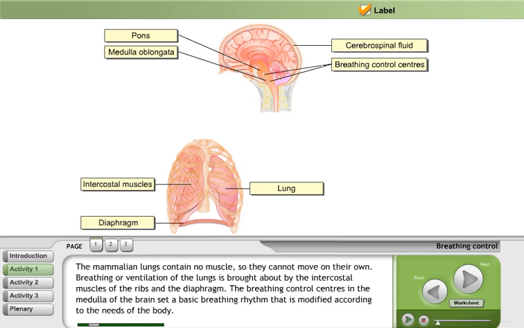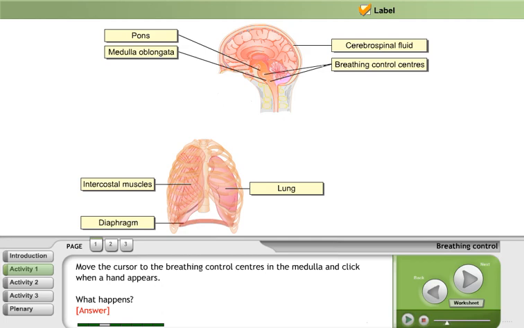The mammalian lungs contain no muscle, so they cannot move on their own. Breathing or ventilation of the lungs is brought about by the intercostal muscles of the ribs and the diaphragm. The breathing control centers in the medulla of the brain set a basic breathing rhythm that is modified according to the needs of the body.